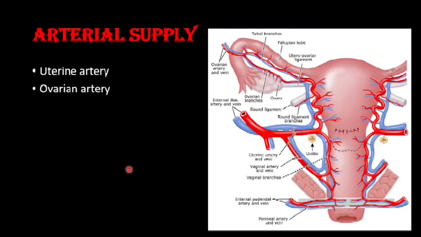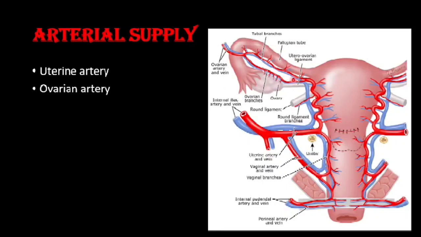The arterial supply of the uterus is by two arteries, mainly by the uterine artery and partly by the ovarian artery. The uterine artery is a branch of the anterior division of the internal iliac artery, whereas the ovarian artery is a branch of the abdominal aorta. You can see here the uterine artery is tortuous, and both these arteries anastomose within the broad ligament at the lateral angle of the uterus.